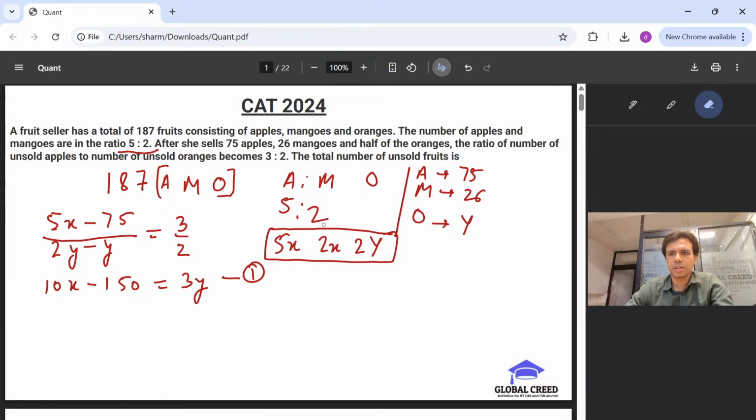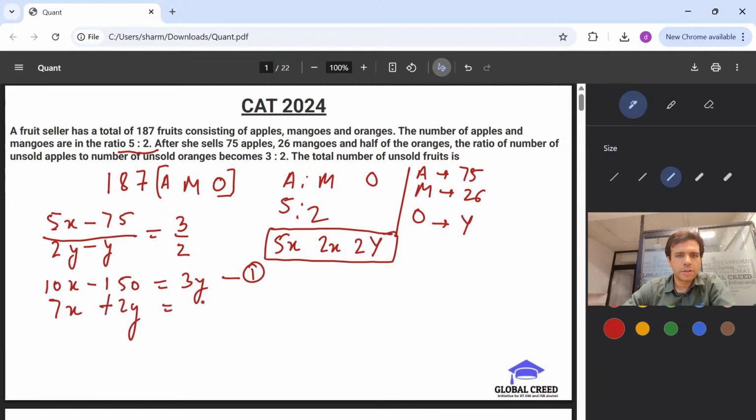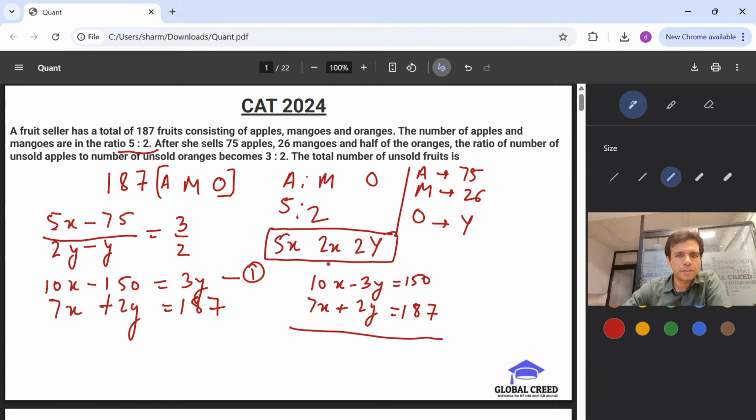Just give me a second. Let me just choose a pen here. So we get 7x and plus 2y is also given to us as 187. So we got two equations: 10x minus 3y is equal to 150, and 7x plus 2y is equal to 187. Then we simply multiply the first equation with 2 and the second equation with 3.